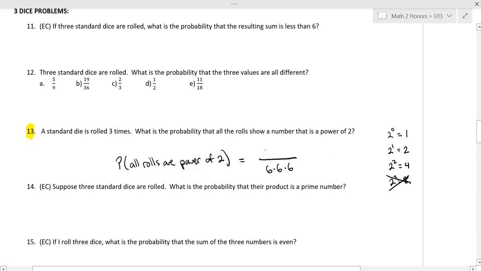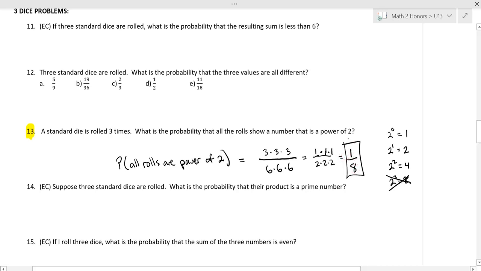Okay. Well, if I want the first one showing a 1 or 2 or 4, there's 3 possibilities for that first one. If I want the second one showing a 1, 2, or 4, there's 3 possibilities for the second roll. And there's also 3 possibilities for the third roll. And then I can reduce this to 1 times 1 times 1 over 2 times 2 times 2, which is 1 out of 8.